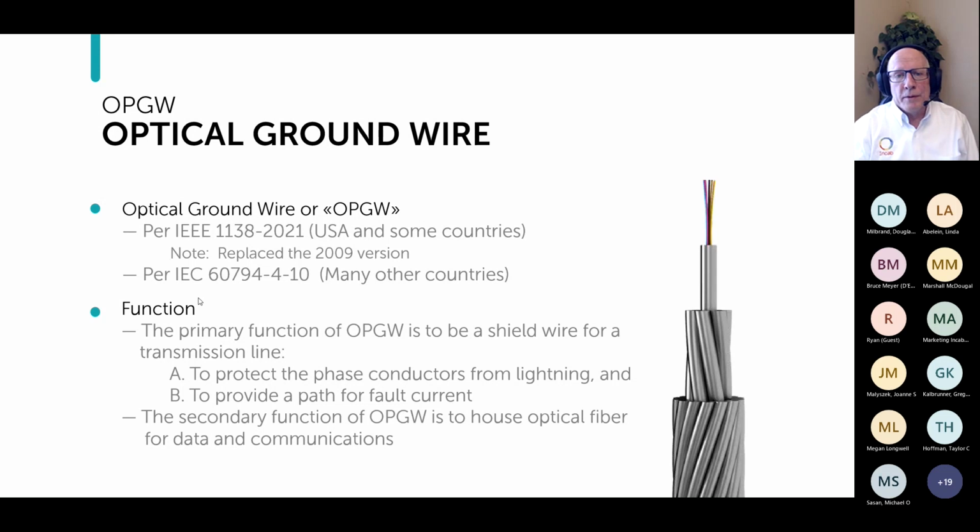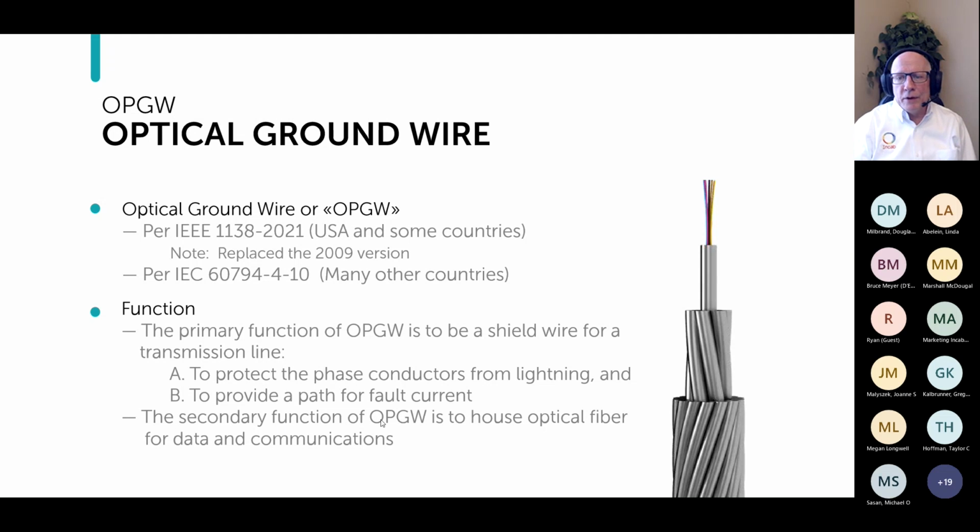I just want to remind everybody that the primary function of an OPGW is to replace a conventional shield wire or ground wire. The terms are synonymous. They're just emphasizing a different function of that conventional cable. When you say a shield wire, you're emphasizing the function of protecting the phase conductors from lightning. And if you use the term ground wire, you're emphasizing the function of the cable acting as a path for fault current, but same cable, two functions.